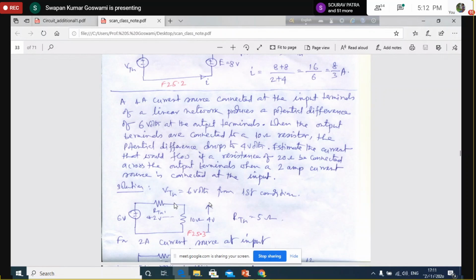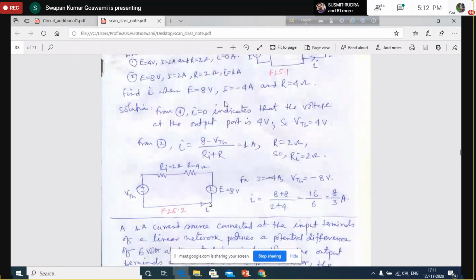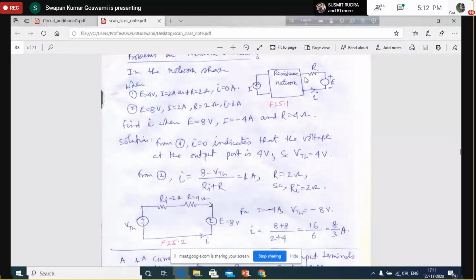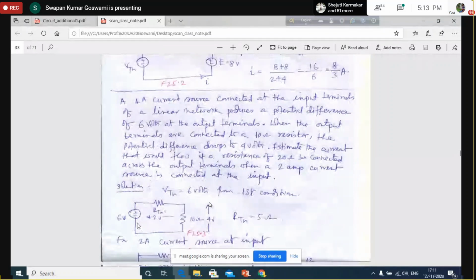Why do we say that you can use Thevenin's theorem? Because under the condition of a 1 ampere current source at the input, the output terminal potential difference becomes 6 volt. Meaning the open circuit voltage at the output terminal is 6 volt. Since that can be identified as the Thevenin voltage of this network, we say that we can represent this with the help of the Thevenin equivalent, and that Thevenin voltage is known. That is equal to 6 volt. And let us assume that R Thevenin is the Thevenin impedance. Okay, that means the series impedance.